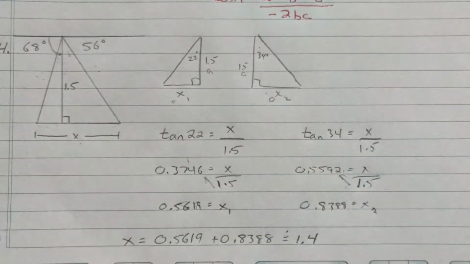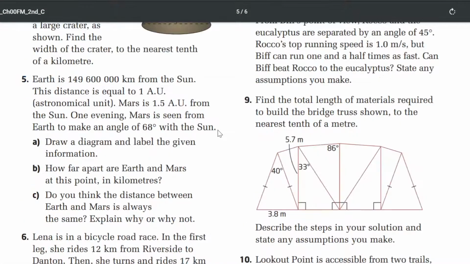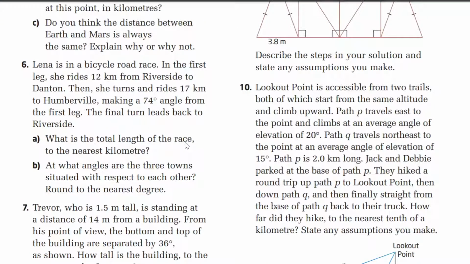So now the next question is number 6, I believe. So we take a look at question number 6. What we have is Lena is in a bicycle road race. In the first leg, she rides 12 kilometers from Riverside to Danton. Then she turns and rides 17 kilometers to Humberville, making a 75-degree angle from the first leg. The final turn leads back to Riverside. We want to know A, the total length of the race to the nearest kilometer, and then B, at what angles are the three towns situated with respect to each other.